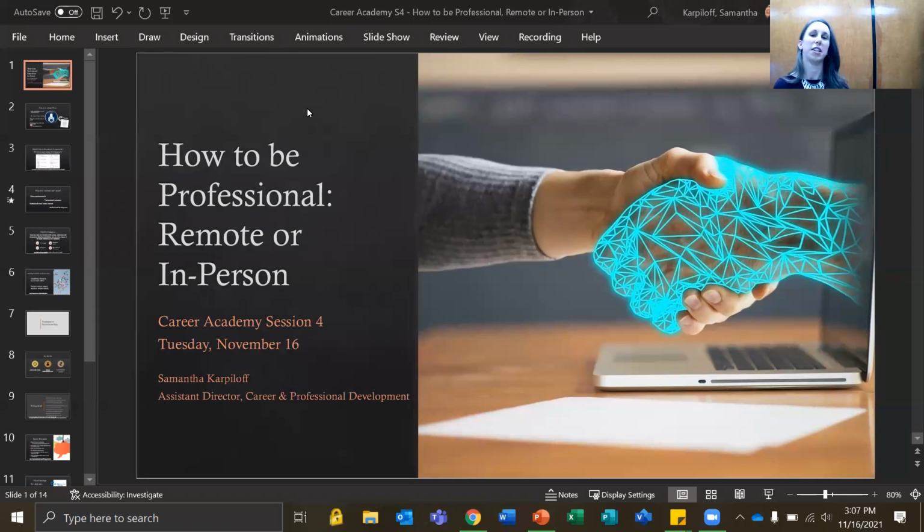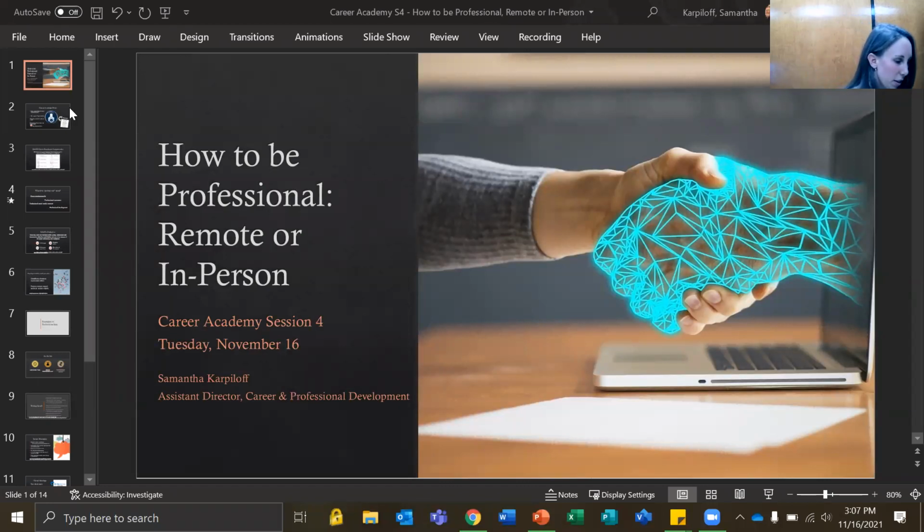To officially introduce myself, my name is Samantha Karpeloff. I am the assistant director on the career team, and I work mainly out of the Dobbs Ferry campus. I work with students in the School of Business. Today we'll be talking about how to be professional. This is hopefully going to be helpful, not just for interview purposes, but when you start your entry-level jobs and get out into the working world, whether that will be in a hybrid format or if you're going to the office every day. We're going to review some strategies for professionalism, no matter which way you work.